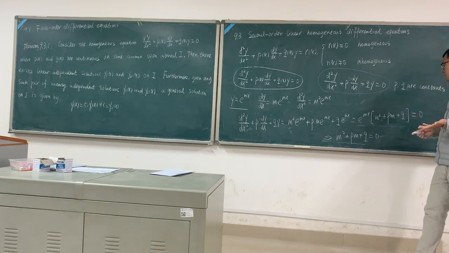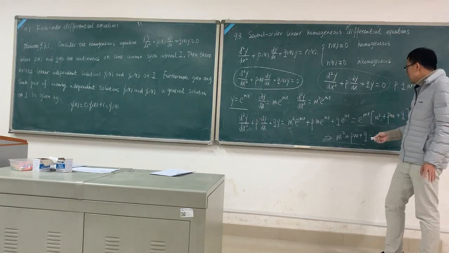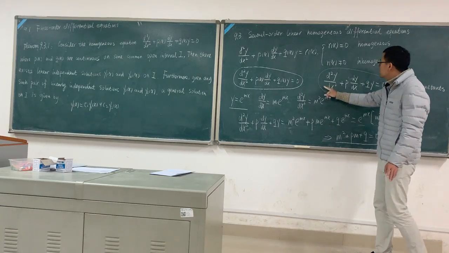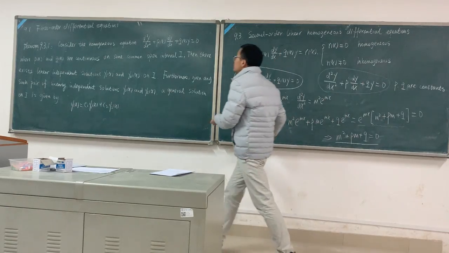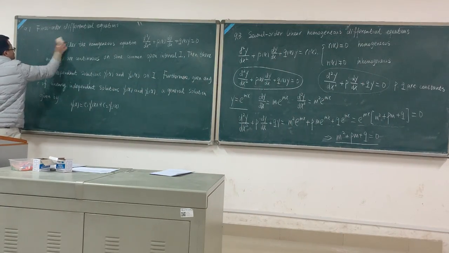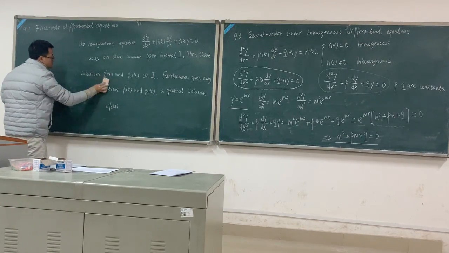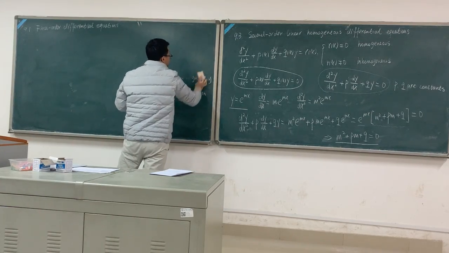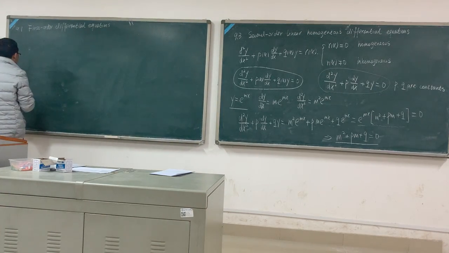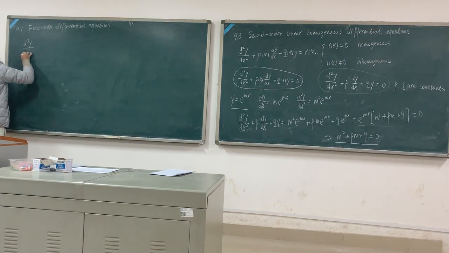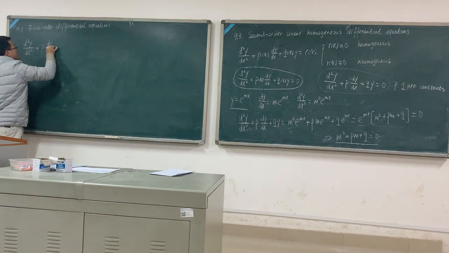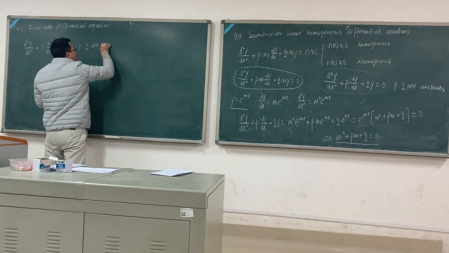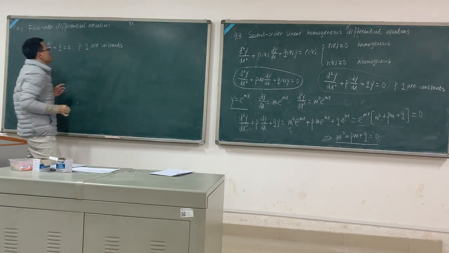So what's the relationship between these two equations? Actually, we have a name for this in mathematics. Here, d²y/dx² plus p dy/dx plus q y equals 0, where p and q are constants.